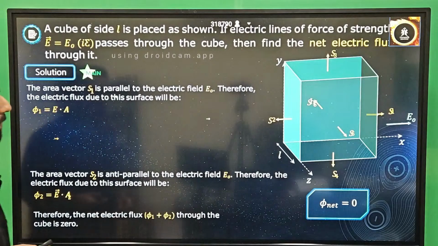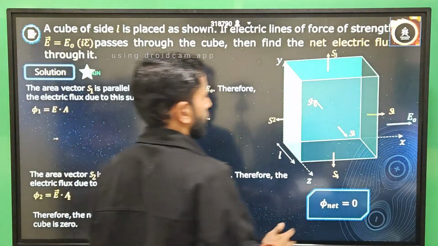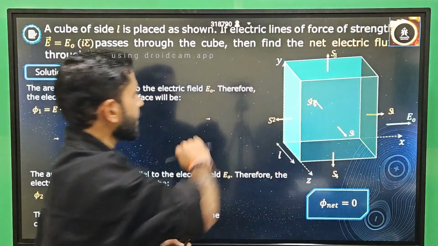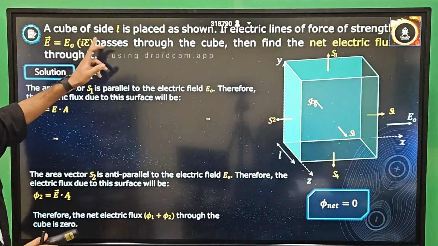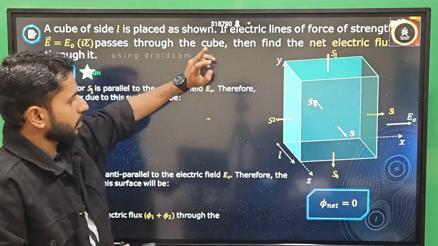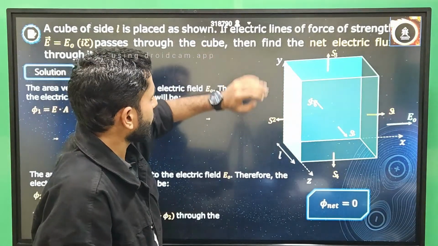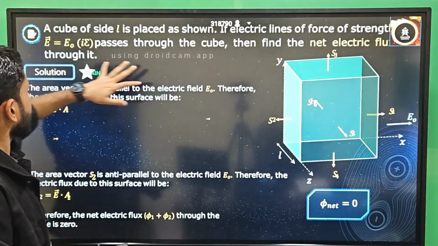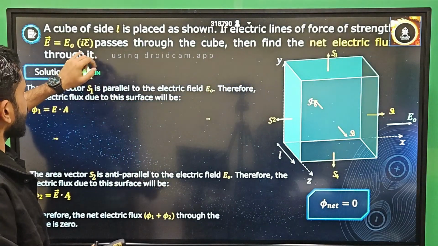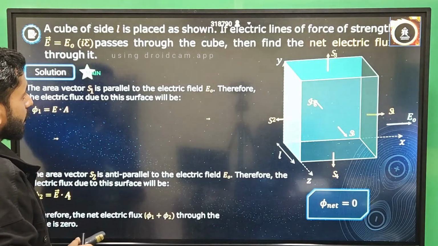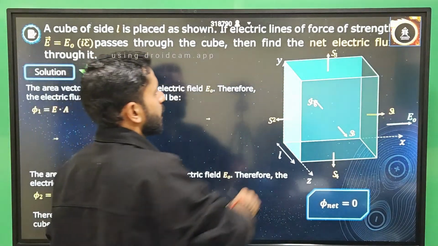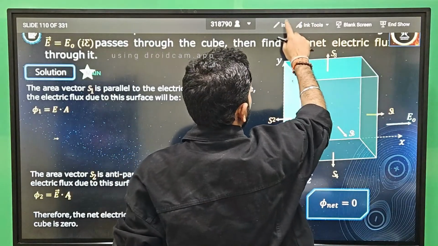Now see, if I ask you to calculate flux through this body, what will you do? Interesting question. Firstly read the question. A cube of side L is placed as shown. A cube is placed somewhat like this. The electric field is given as E naught I cap, I cap being the direction of this electric field, and it passes through the cube. Then find the net electric flux through it. What will be the net electric flux through it?